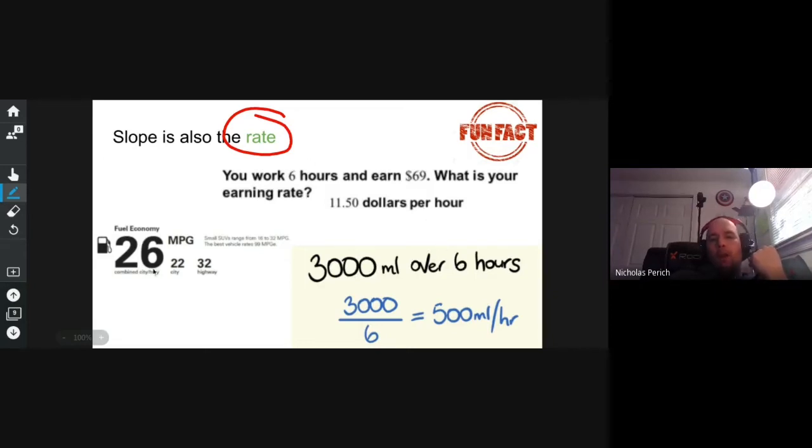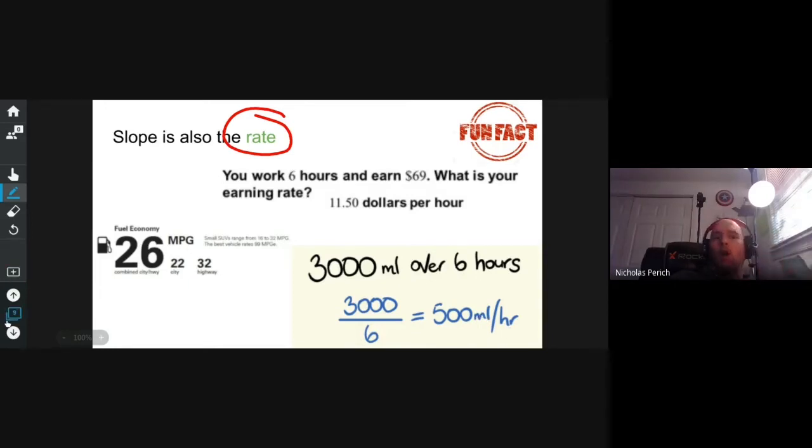Or if I drive 260 miles over 10 hours, then I'm getting 26 miles to the gallon. A rate is something per something, and it's the top per the bottom. So milliliters per 6 hours is 3,000 per 6, which means 3,000 divided by 6. So 3,000 milliliters divided by 6 hours is 500 milliliters per hour.